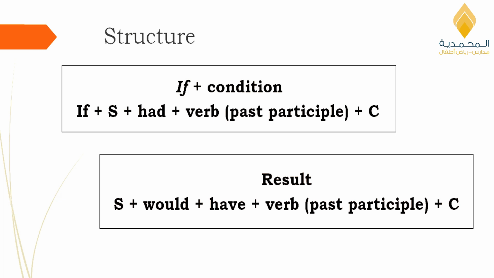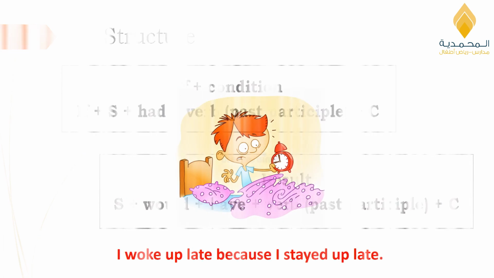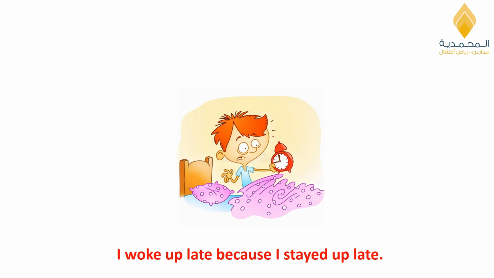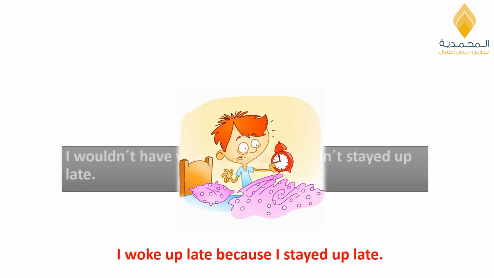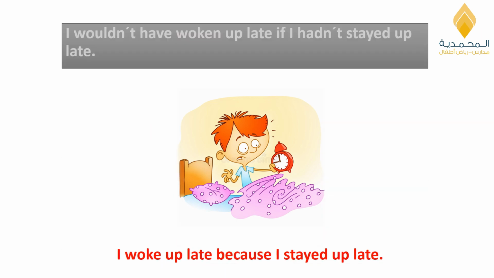The if clause: if plus subject plus had plus verb past participle, and the complement. The result clause consists of subject plus would plus have plus verb past participle and the complement. Let us discuss these examples together. Look at the picture. I woke up late because I stayed up late. How can we form the third conditional? Excellent. I wouldn't have woken up late if I hadn't stayed up late.